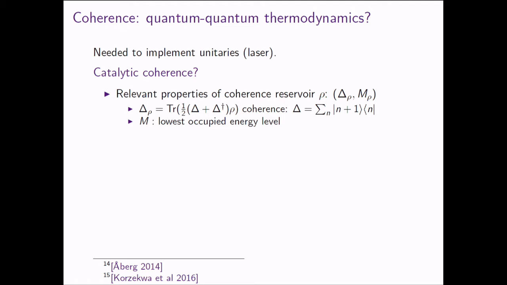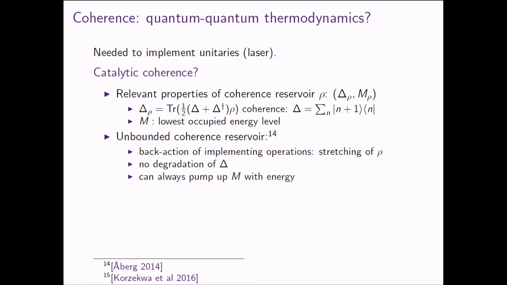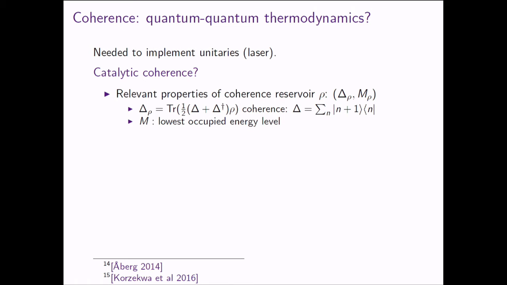This M is easy to understand. It's like the lowest occupied energy level of my, say, harmonic oscillator. And the other one measures how well spread this coherence is. It's this term here. And what I mean by these being the relevant properties is that if I want to implement some unitary to some precision epsilon in some system, then the only things that matter are these.